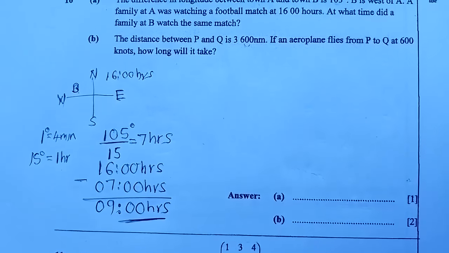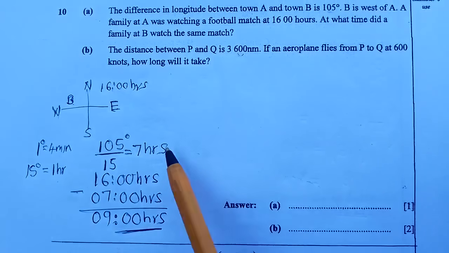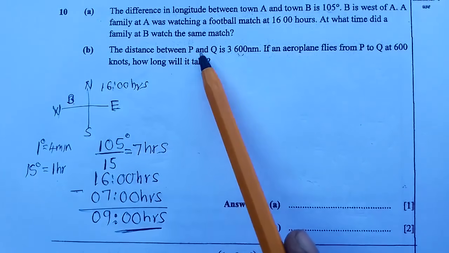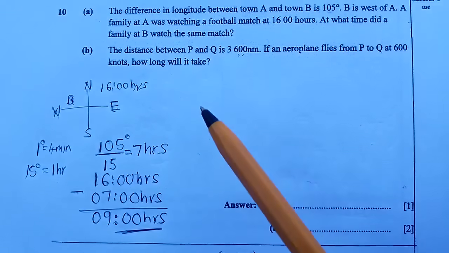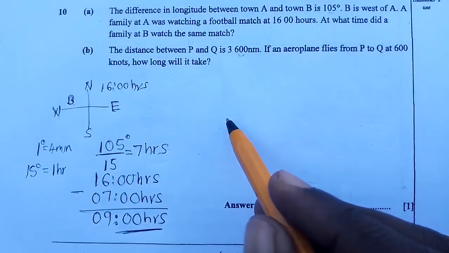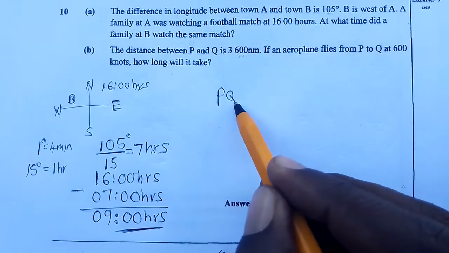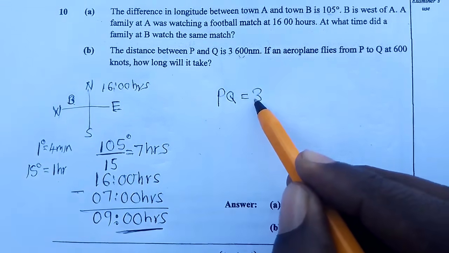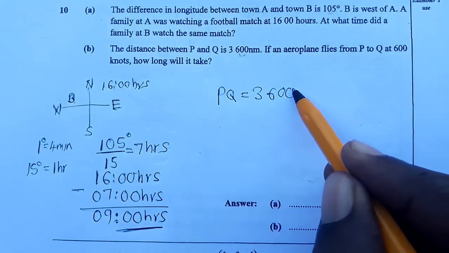Then we move to that other question. It's saying the distance between P and Q. So distance PQ is equal to 3,600 nautical miles.